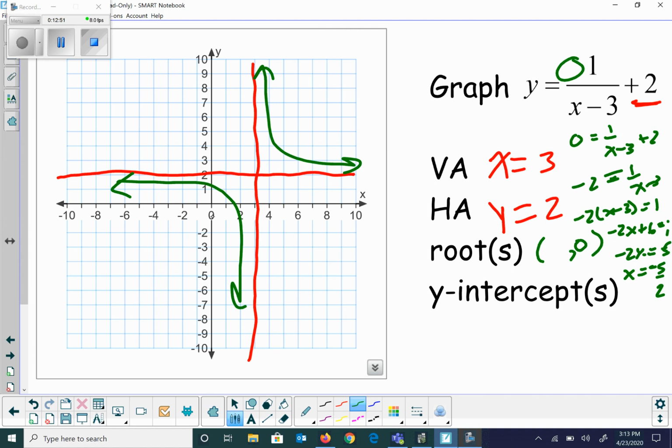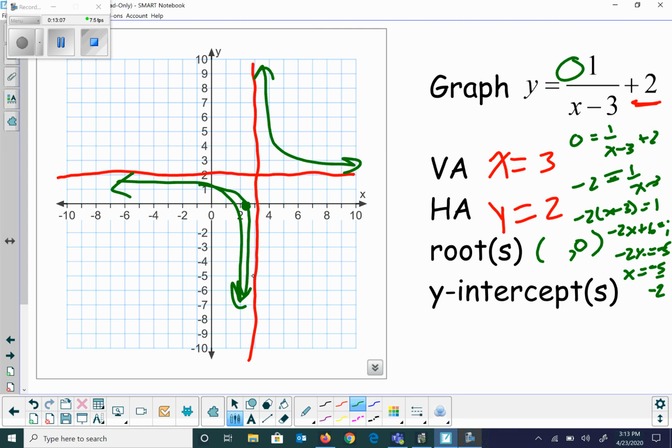Let's see. Was I off? You know, I have a sign error. Oh, that should be a negative over negative. So positive 5 over 2, or 2.5. So it should have crossed there. So we were off a little bit on our graph. But still, it does cross there.